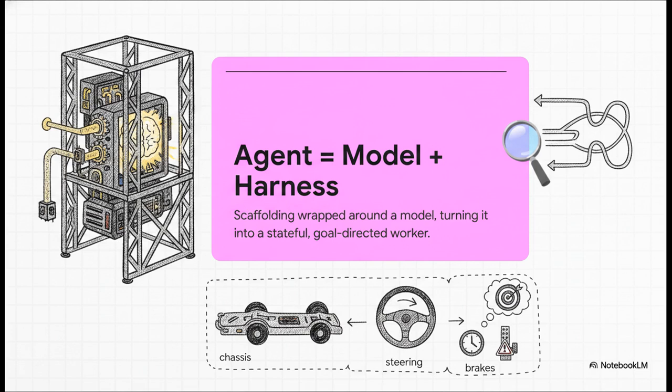Think of it like a car. If the model is a raw intelligence, the engine, well, the harness is literally everything else. It's the chassis, the steering wheel, the brakes. It's the software scaffolding wrapped around that language model that takes it from a stateless text engine and turns it into a stateful, goal-directed worker.